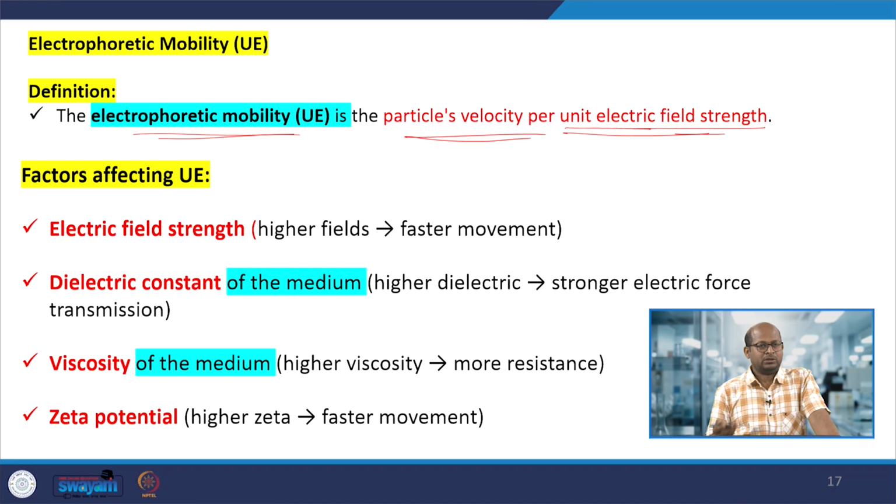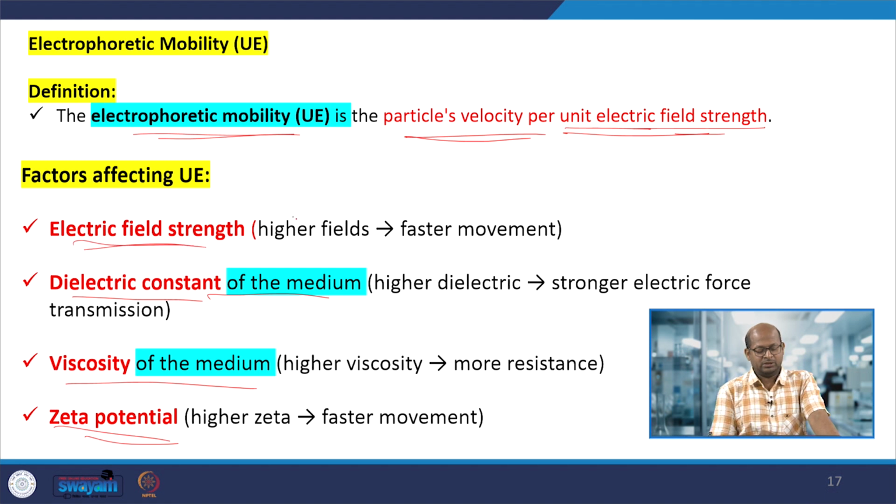So the electrophoretic mobility of the particles depends on the electric field strength that we have applied, the dielectric constant of the medium, and the viscosity of the medium. These are the various factors that affect the overall movement of the particles, or electrophoretic mobility, that is, the zeta potential.